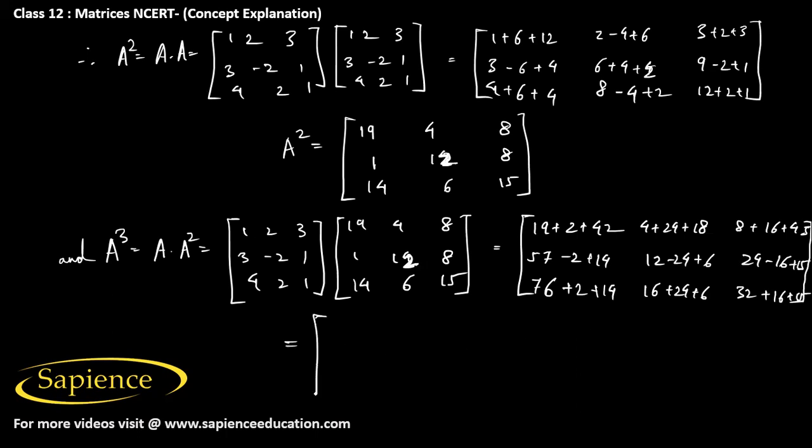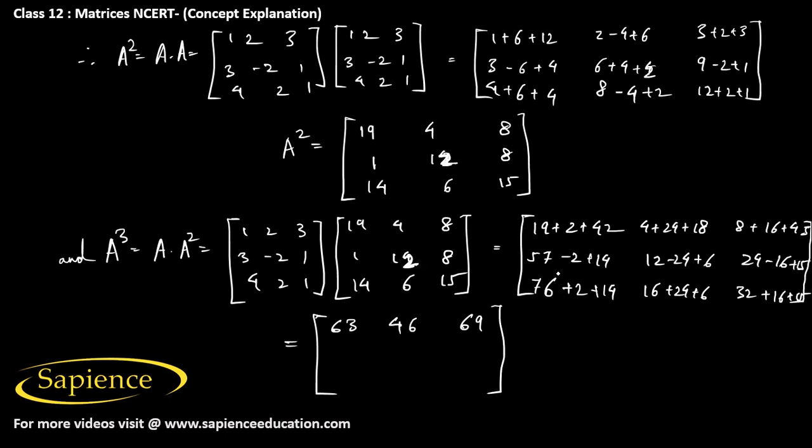So this will be equal to, this is 19 plus 2 is 21, 21, so that is 63. And this will be 18 plus 4 is 22, so this will be 46. And this will be 16 plus 8 is 24, 24, so it is 69.